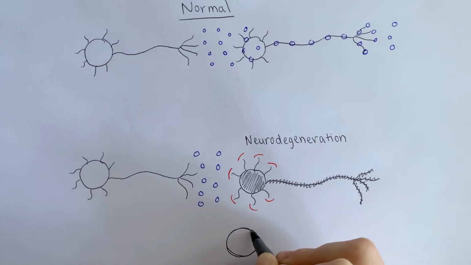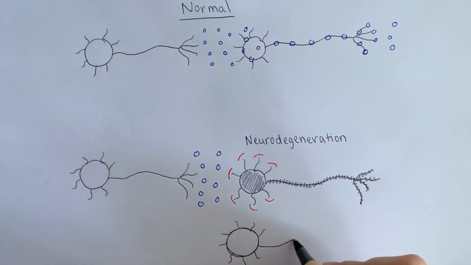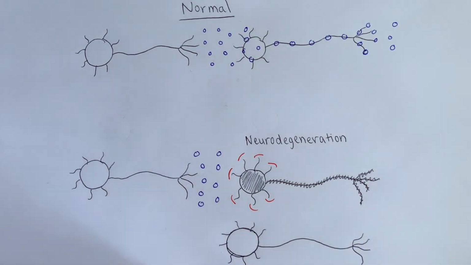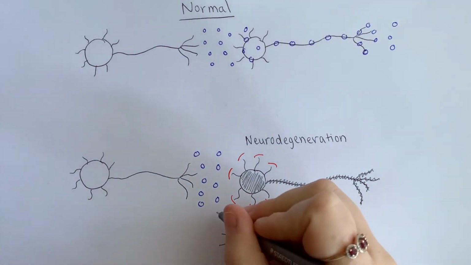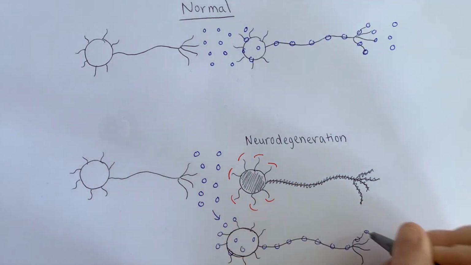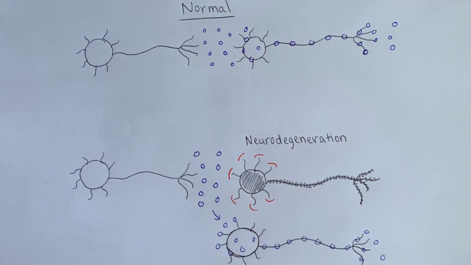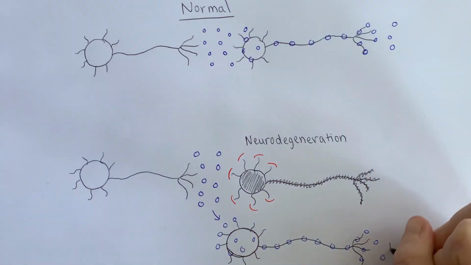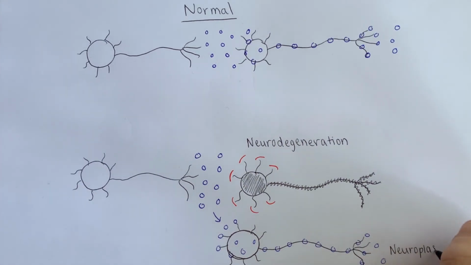But what if we were to have another case in which there is a neighboring neuron that will accept these signaling molecules? Well, if you thought that the neighboring neuron would take in those signaling molecules, then you are correct. This neuron will take in those signaling molecules and form a new connection with that neuron, and that is known again as neuroplasticity.